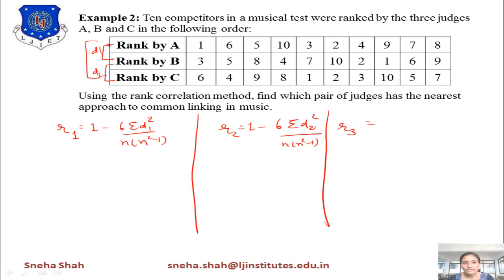Similarly, I will find the difference between A and C, which will be considered as difference 3. It gives an equation like 1 minus 6 sigma d3 square divided by n into n square minus 1. Now for this, first of all we have to find the value of d1, and then find d1 square, d2 square and d3 square, and then find the summation of all these terms. Then we will put all these values in this equation, so we can find the value of R1, R2 and R3.